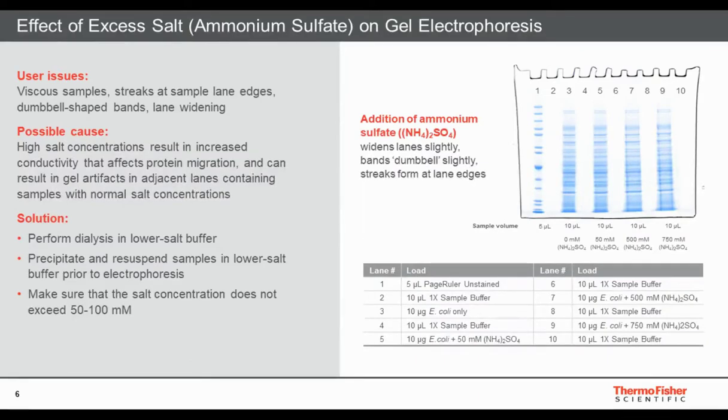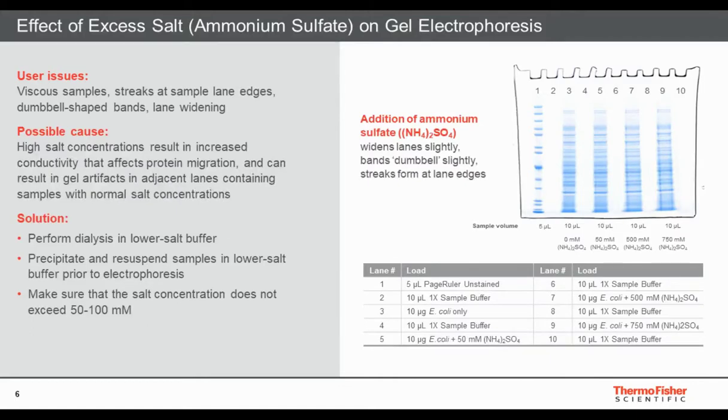Protein precipitation by ammonium sulfate is a commonly used technique. Similar to the gel on the previous slide, using 10 microgram E. coli sample with increasing concentrations of ammonium sulfate in lanes 3, 5, 7, and 9 resulted in viscous samples that formed streaks at sample lane edges.